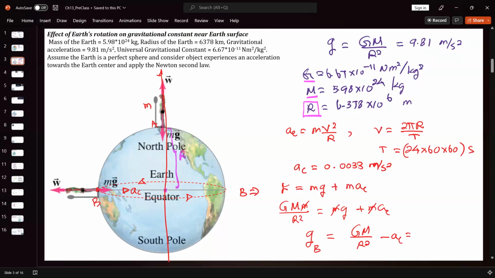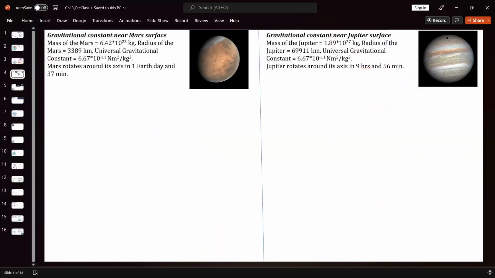GM over r squared, we know the number is about 9.81, minus the ac, which is 0.0033 roughly. You will end up with something like 9.79 approximately meters per second squared, which means the rotational effect is actually reducing the gravitational effect at the equator. So small g is actually not constant, it is even changing because of the rotation.